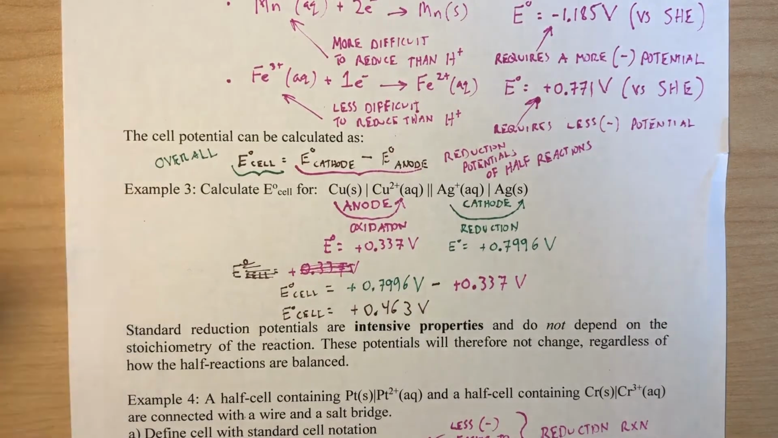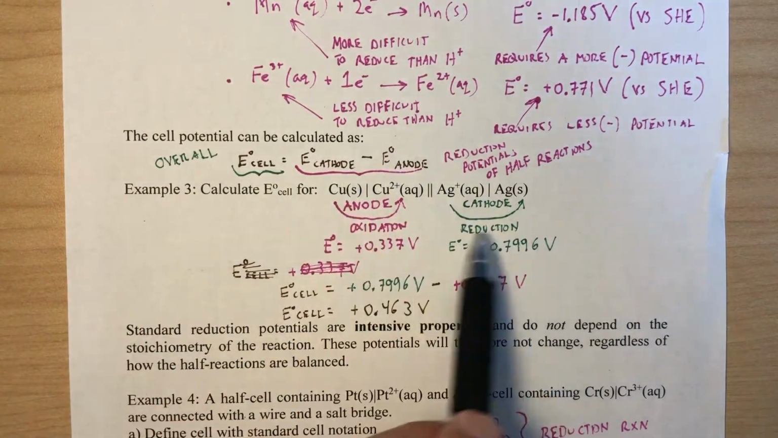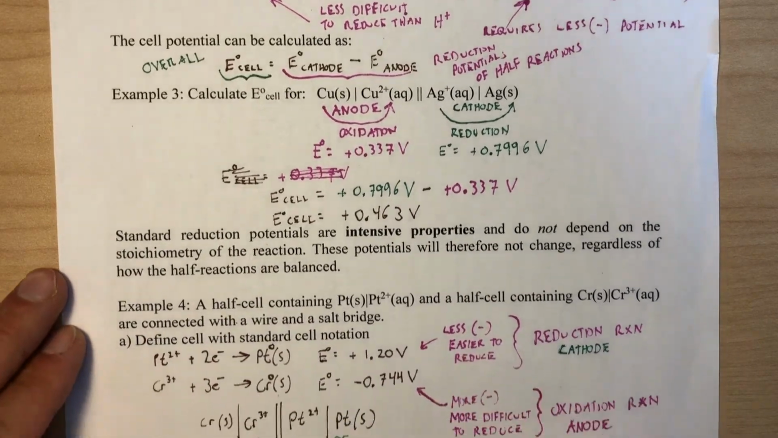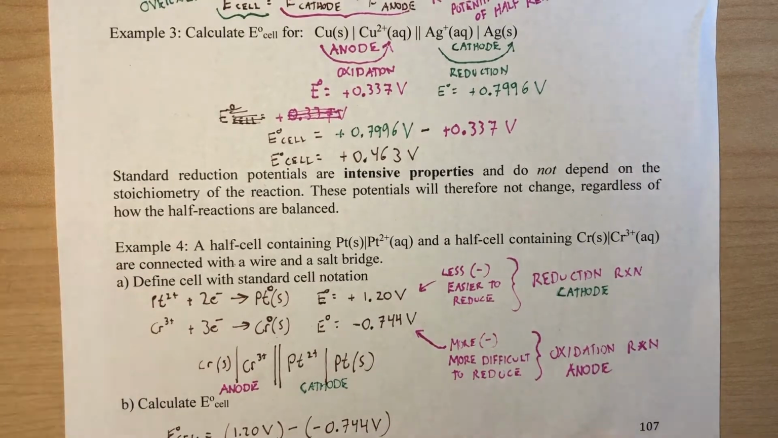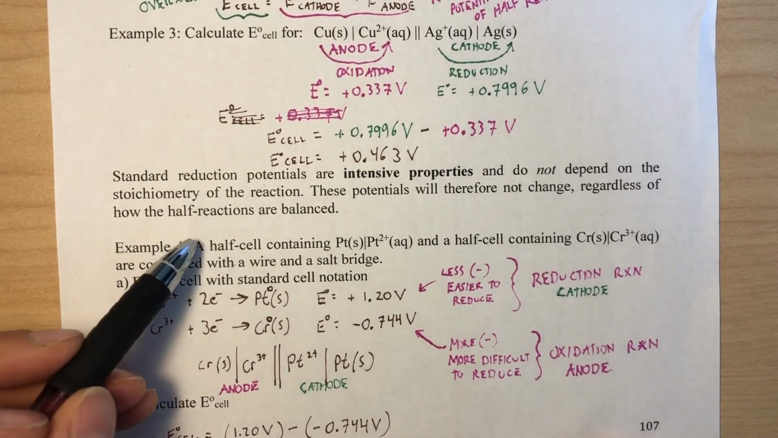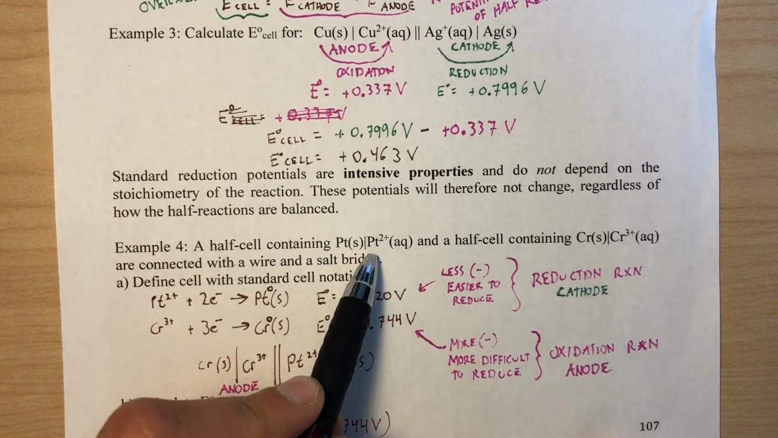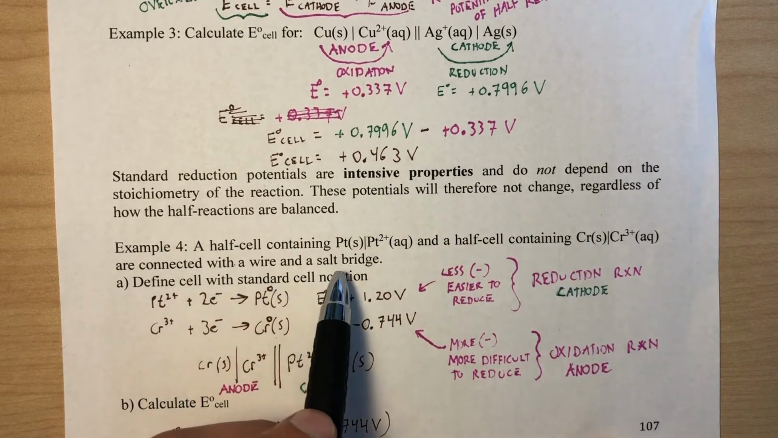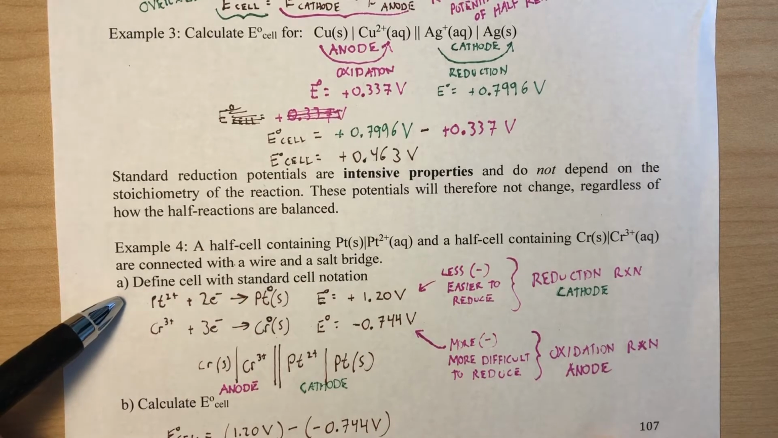So how do we figure out, if we don't get presented with this sort of form, which compound is the anode and which compound is the cathode? Well, in an example here, we have a half cell containing platinum to platinum 2+, and a half cell containing chromium to chromium 3+, and they're connected with a wire and a salt bridge. And what we need to do is define the cell with standard cell notation.